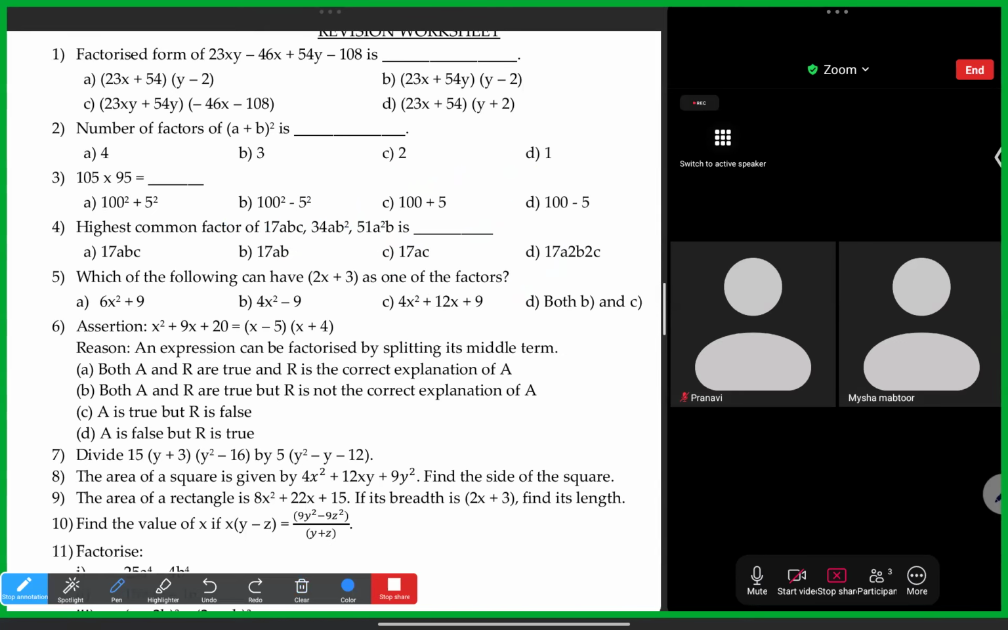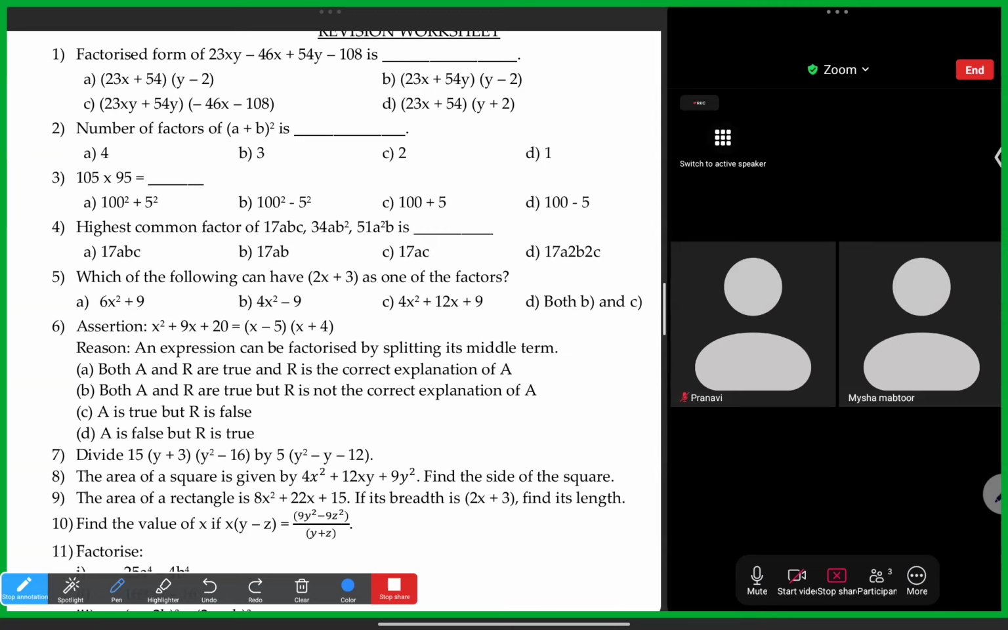Third one, Pranavi and Maisha: 105 into 95. Maisha, it's B, 100 square minus 5 square. Is it C, Maisha, you're telling? Sir, for the third one, it's B. Okay, Maisha, I'll explain. Actually, we should write this 105 as 100 plus 5. Ah, this is correct. B is correct.